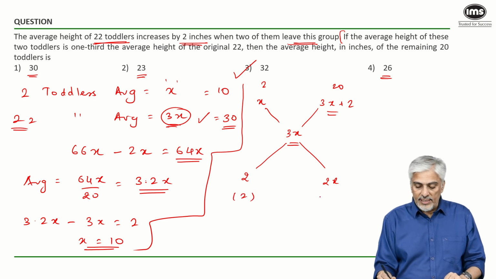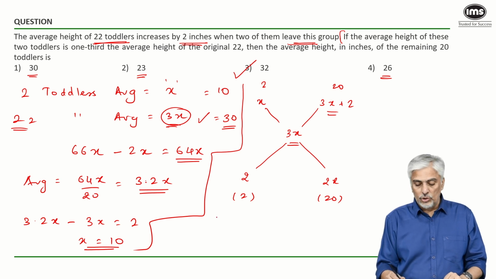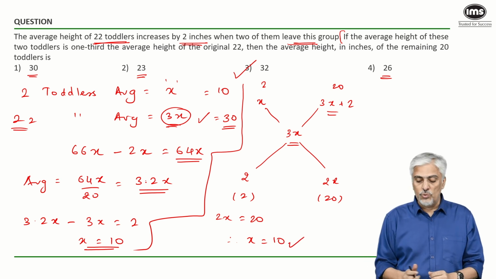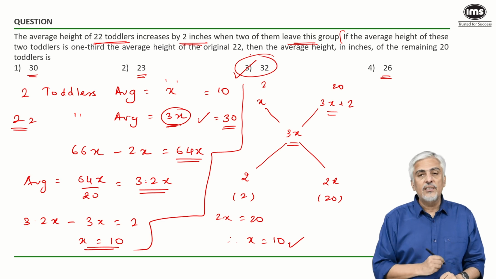These were 2 toddlers and these were 20 toddlers. If 2 is equal to 2, then 2x is equal to 20 over here. So 2x is 20. Again, you get x is 10. Whichever way you do it, you get x is 10. And hence the average of the remaining 20 toddlers would be 32, which is the third option.